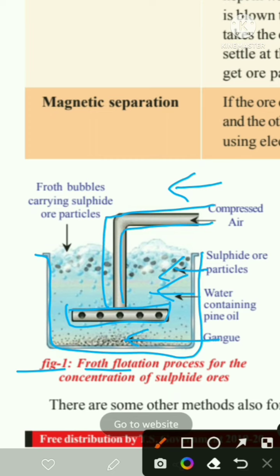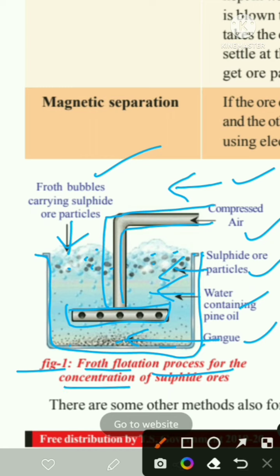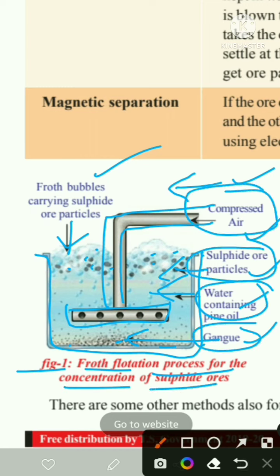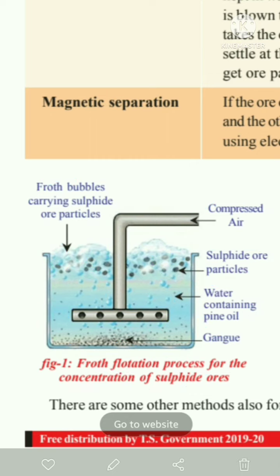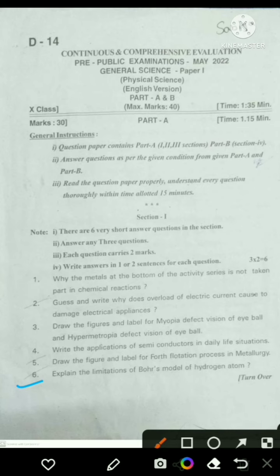we have sulfide ore particles, gangue that is impurities, and froth bubbles carrying sulfide ore particles. So you also have to do the labeling, all 5 labels here: compressed air, sulfide ore particles and froth, water, gangue. All this you have to write, remember it, the diagram as well as the labeling. So you have to practice this diagram well.